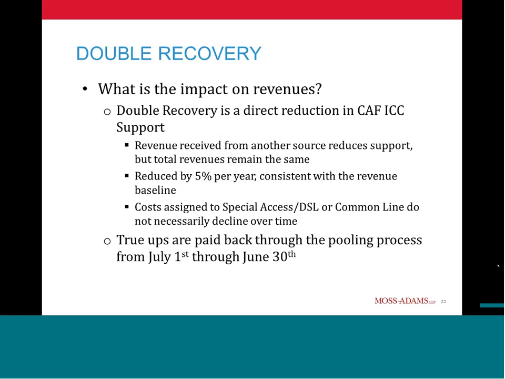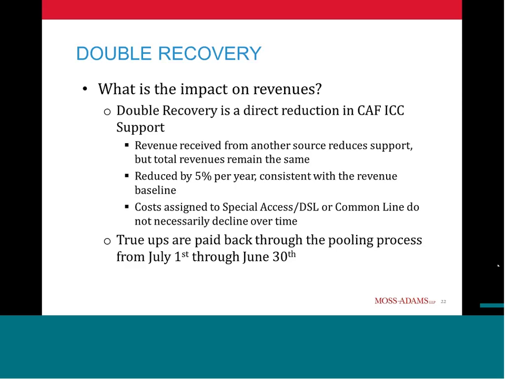And so then, shifting gears, what is the impact on revenues? What does this really mean to you as a company? Well, double recovery is a direct reduction in the amount of CAFICC support that you're eligible to receive. Basically what it says is that you're receiving that revenue from another source, and so the revenue that you receive from that other source is going to reduce the amount of support you receive, but your total revenues should remain the same. We've shifted the cost recovery from the CAFICC to the other source. As I mentioned a few times, it is reduced by 5% per year, which is consistent with the revenue baseline, which phases down by 5% a year.